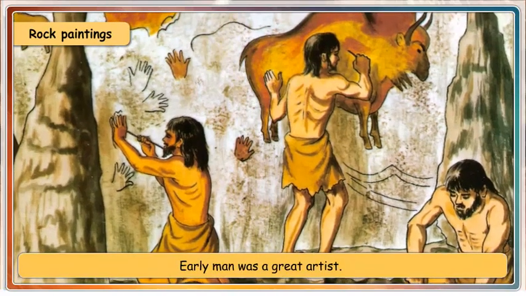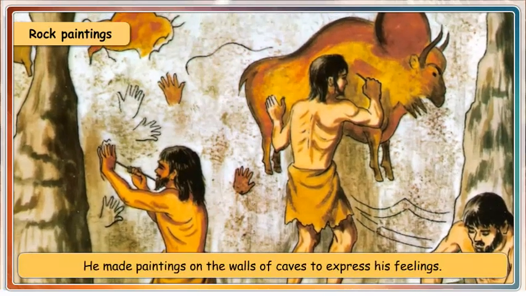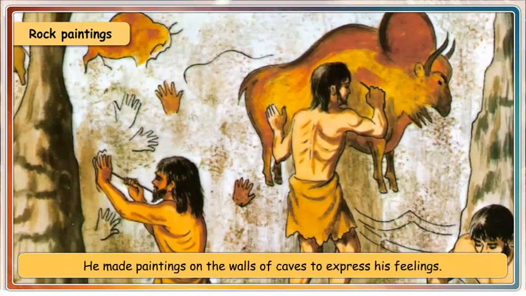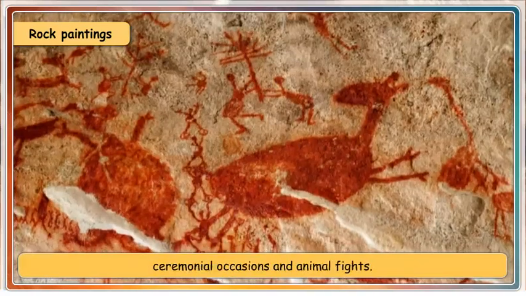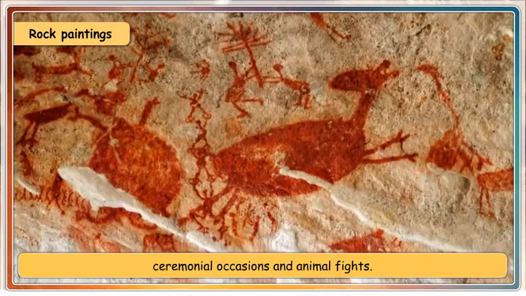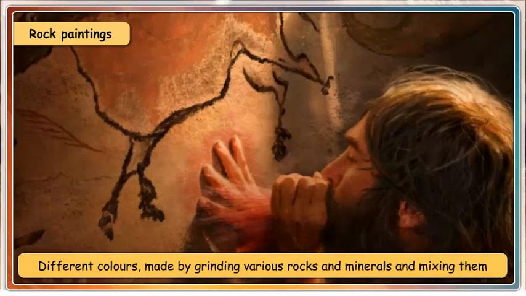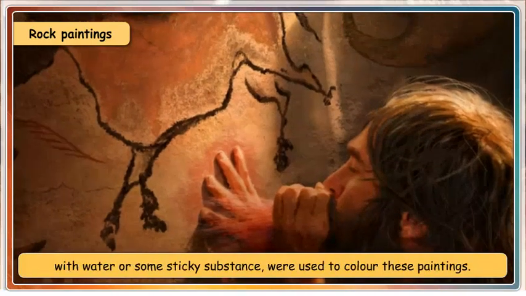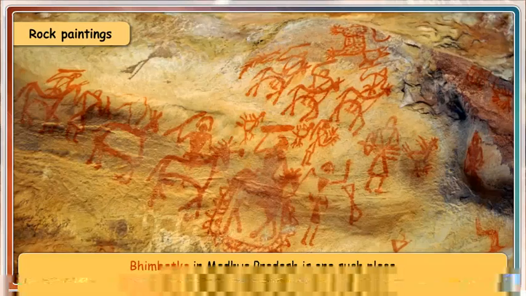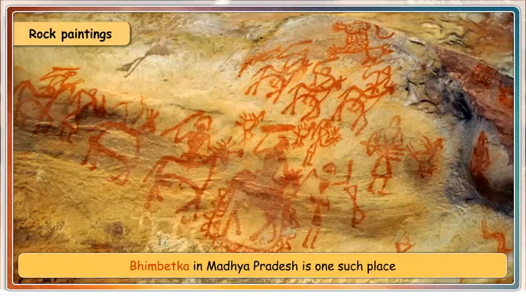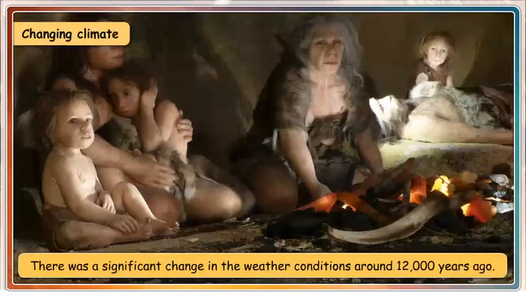Rock paintings. Early man was a great artist. He made paintings on the walls of caves to express his feelings. These paintings depicted the scenes of hunting, dancing, ceremonial occasions, and animal fights. Different colors made by grinding various rocks and minerals and mixing them with water or some sticky substance were used to color these paintings. Bhimbetka in Madhya Pradesh is one such place which displays such prehistoric rock paintings.